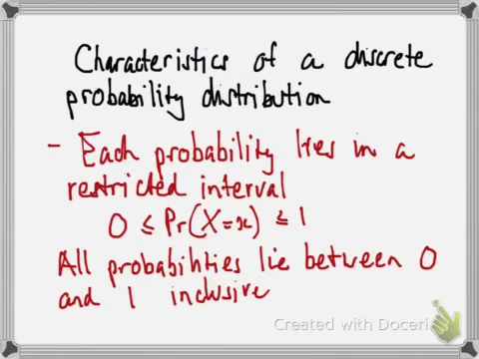Right, what are the characteristics of a probability distribution? Each probability lies in a restricted interval between 0 and 1. So we're talking decimals now, right? The decimal version of the probability, or the fraction version of the probability, I should say as well. So any probability you get will always be between 0 and 1.